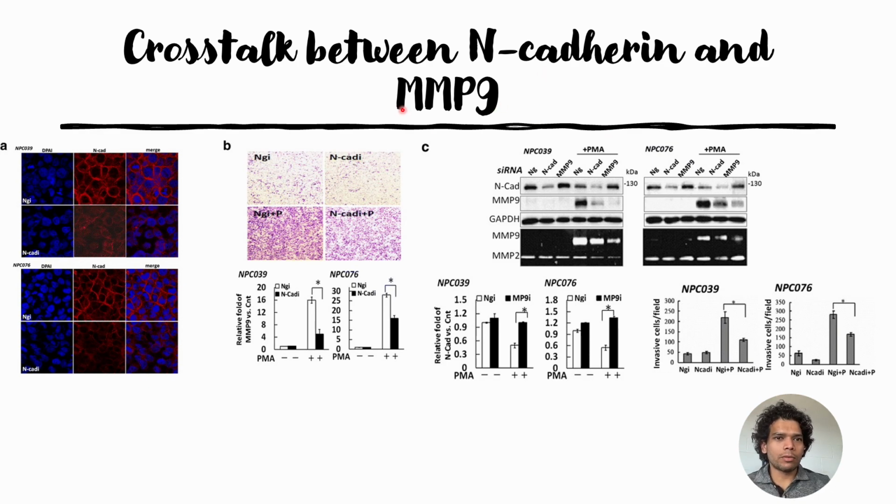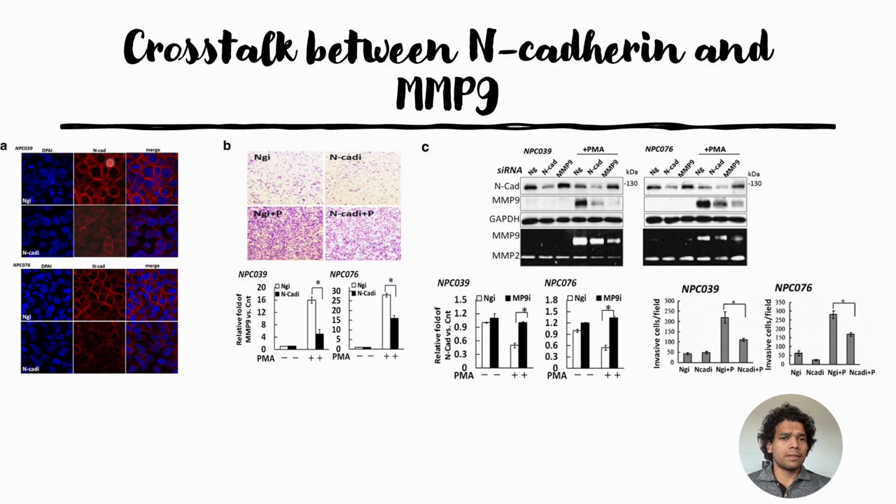Today we will discuss crosstalk between N-cadherin and E-cadherin. Basically, they wanted to check whether, when the levels of N-cadherin go down, it will affect MMP9 levels, or when the MMP9 level goes down, it will affect N-cadherin levels. For that, they used siRNA against N-cadherin and MMP9.